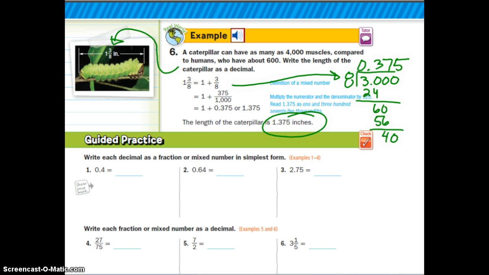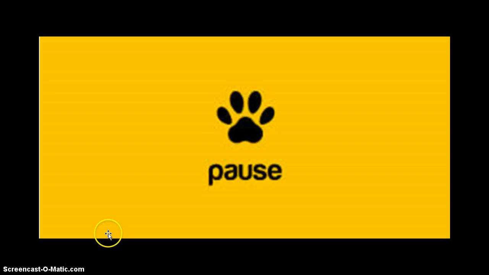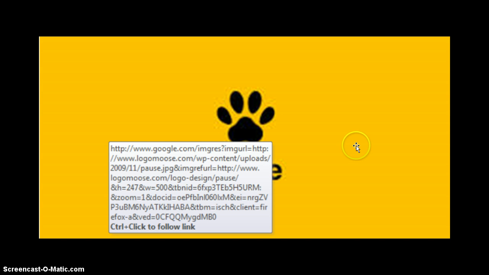Please do the guided practice. Again, no calculators from this chapter on. We don't get calculators because the whole point is that you can actually do this by computing math. Get them done and come back and check your answers. Pause the video.